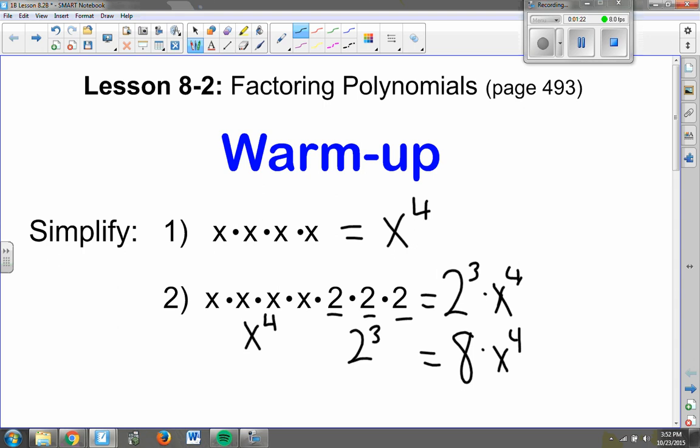Right? So when we have long strings of multiplication of the same thing repeated, remember that we can rewrite that with an exponent. And part of what we're going to do today is actually do this process backwards. Go from an exponent back to listing out all of these things that we multiplied together.